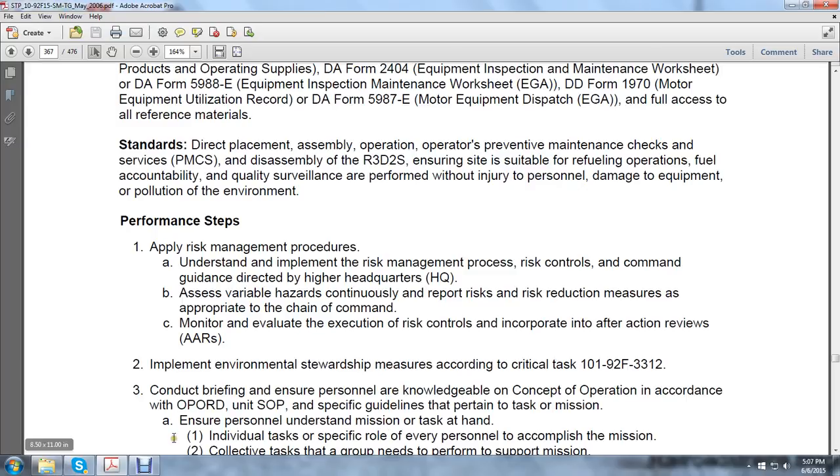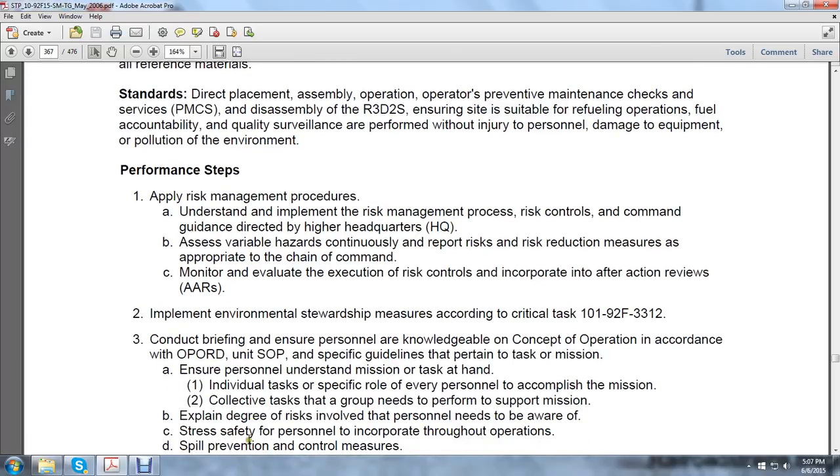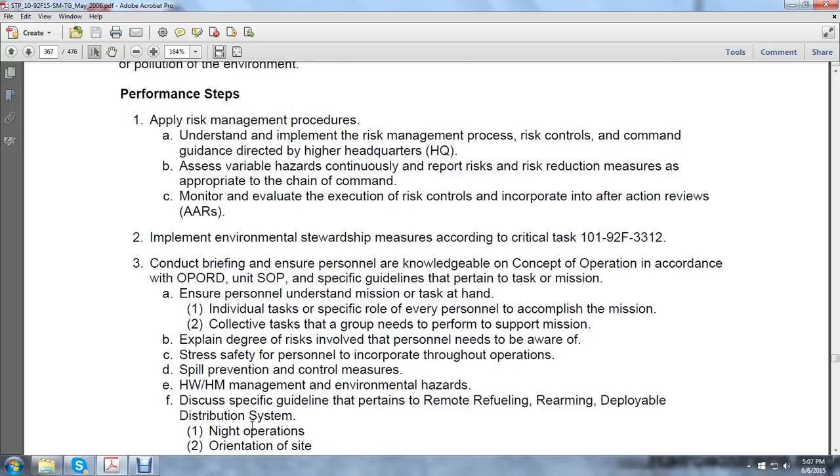Conduct a briefing to ensure personnel know the concept of operations in accordance with the operation order, unit standing operating procedure, and specific guidelines that pertain to the task and mission. Ensure personnel understand the mission or task at hand, the individual tasks or specific roles of every person to accomplish the mission, and the collective tasks the group needs to perform to support the mission. Explain the degree of risk involved that personnel need to be aware of. Stress safety for the control personnel incorporated throughout the operation.